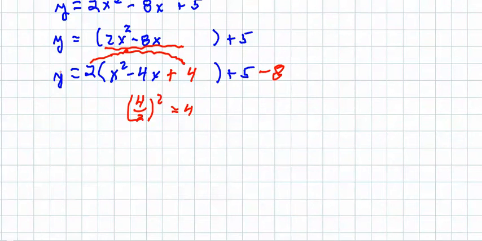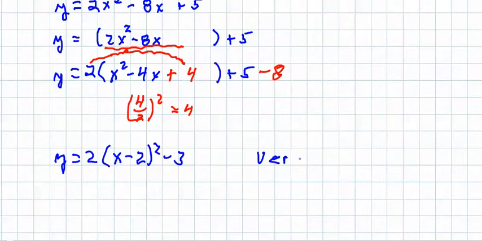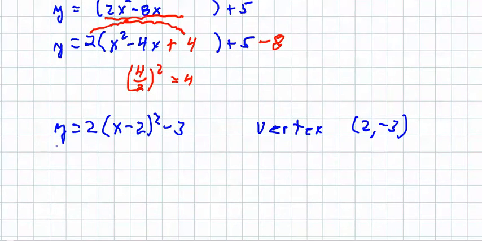And now we're almost done. We have y equals 2 times the quantity (x minus 2) squared minus 3. 5 minus 8 is negative 3. And we're done. Our vertex is the ordered pair (2, negative 3).